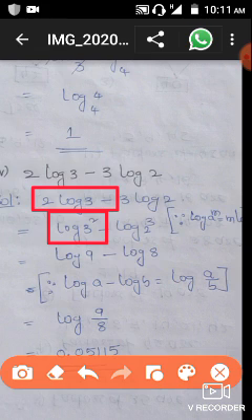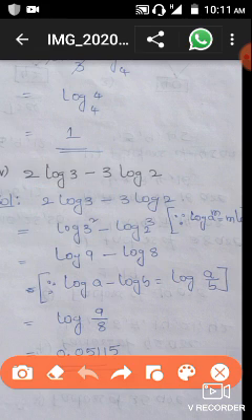This 2 comes to the power. In the next term also, 3 log 2, we can write log 2 cube, in the place of m.